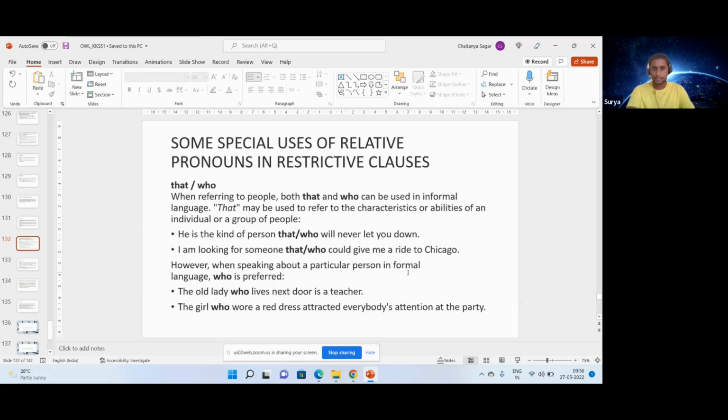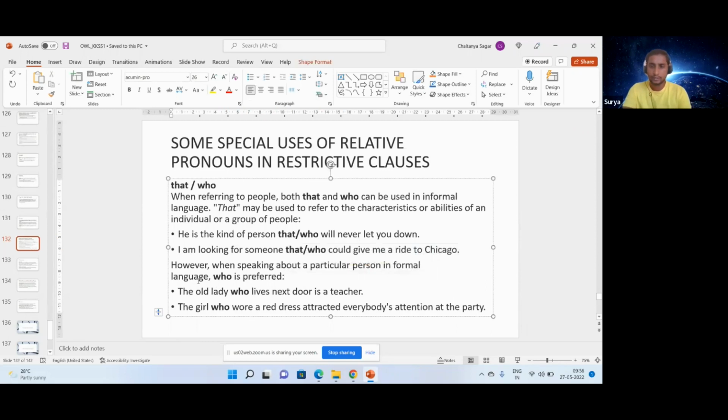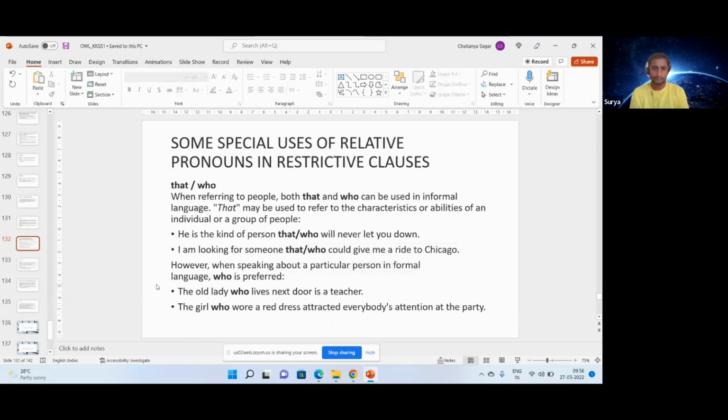However, when speaking about a particular person in formal language, who is preferred. So just like the previous one, this one is preferred, and you don't have to be confused about whether that could be used or who could be used, because both of them could be written. The only thing is this is the preferable one if you are referring to the person, but that and who both could take the place. That basically depends upon what quality or characteristic you're describing. We'll see two more examples here.